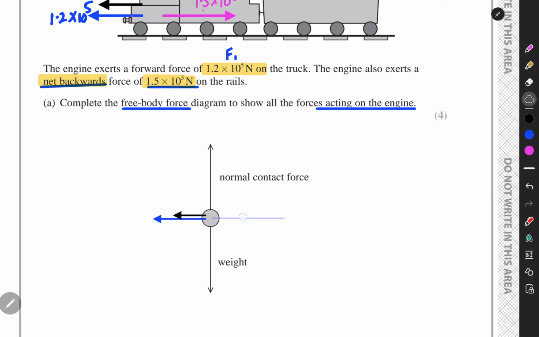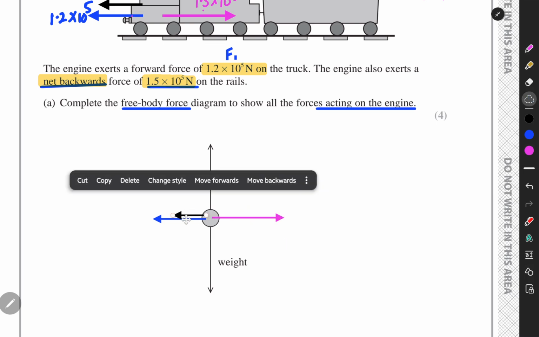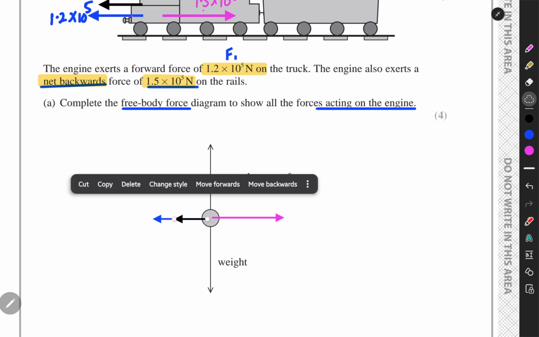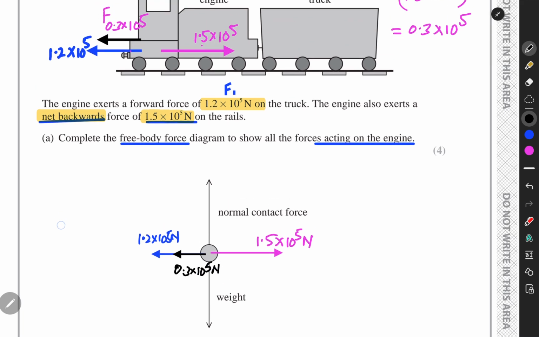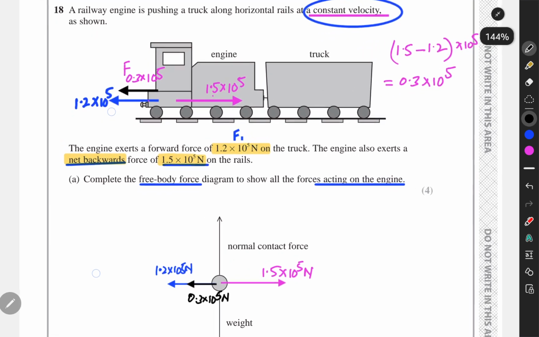So here is the solution. You can draw it like this and mention these two forces. This is your 1.5 × 10^5 Newton, this blue one is 1.2 × 10^5 Newton, and this black one is 0.3 × 10^5 Newton. Hopefully this free body diagram will be clear to you.